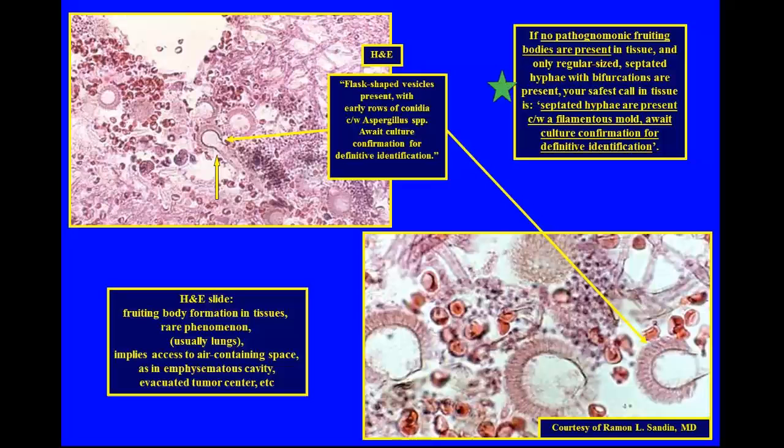In this case, it's okay to go this far in tissue, no further. Flask-shaped vesicles are present with early rows of conidia, which is consistent with Aspergillus. Await culture confirmation for definitive identification to the species level. If there is no fruiting body, and all there is basically regular size septated hyphae with the bifurcations, it's safest only to say, quote, septated hyphae are present, consistent with a filamentous mold, generic. Don't even go into genus or species. Await culture confirmation and let the micro lab call it when it grows, because we'll have fruiting bodies. It's going to be very, very easy to tell.